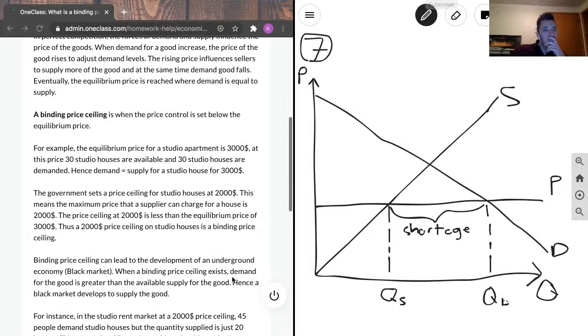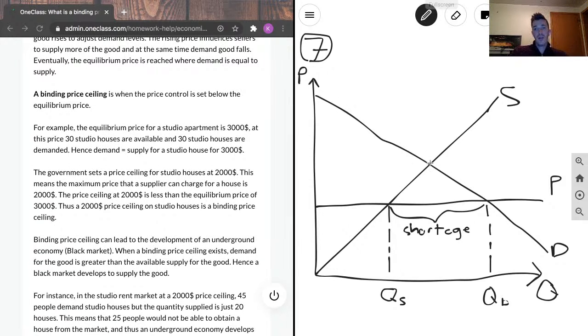So at equilibrium, they were saying that the price was $3,000, and as a result, we sold 30 studio houses.